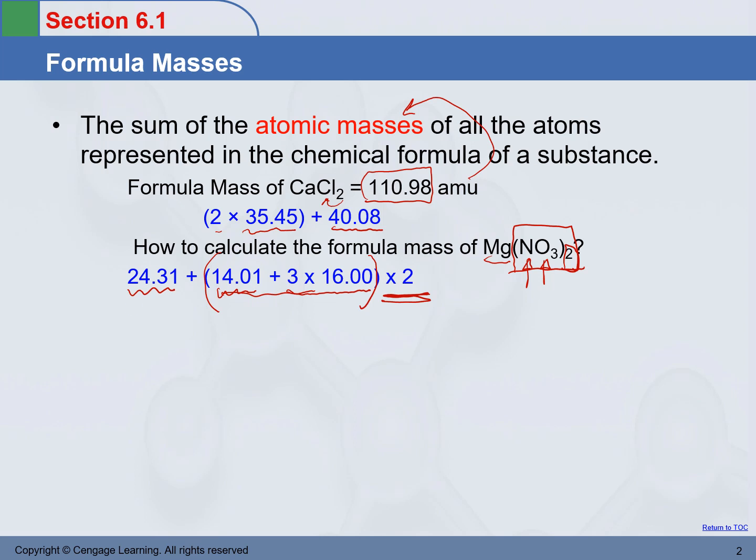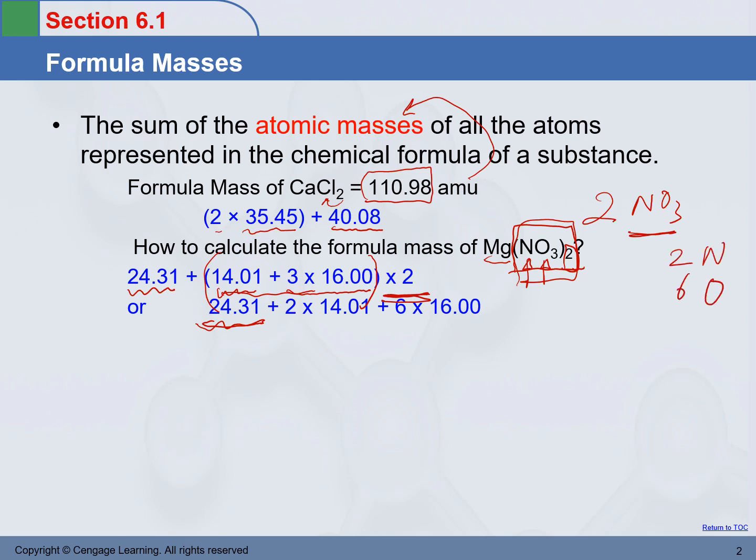Here is another way to set it up. All right. Again, you start with magnesium, 24.31. Now let's look at the nitrate unit again. You have 2 NO3. Each NO3 has 1 nitrogen, 3 oxygen. 2 NO3 will give you 2 nitrogen and 6 oxygen. And that is how it is set up. Magnesium plus 2 times nitrogen plus 6 times oxygen. Either way, you're going to get the same answer.